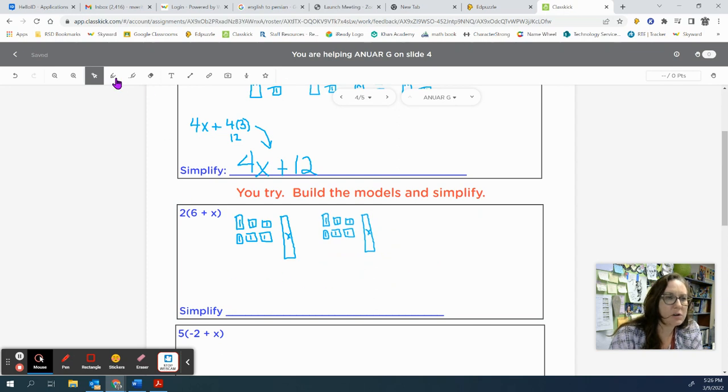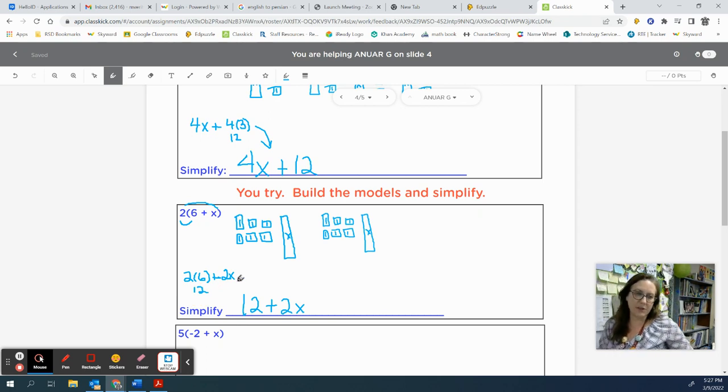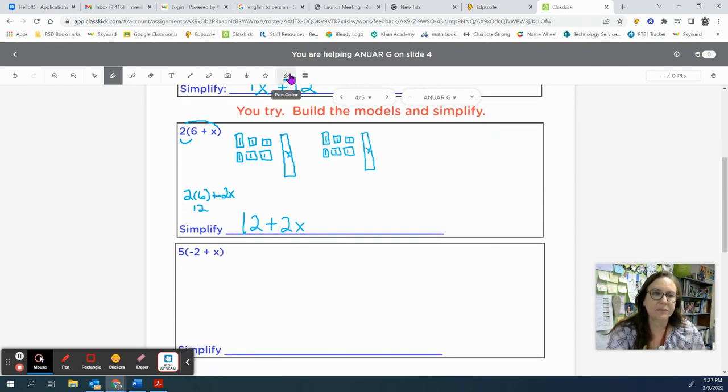Okay, so let's simplify. What do we have all together? Let's combine our like terms. Well, we have 1, 2, 3, 4, 5, 6, 7, 8, 9, 10, 11, 12 ones, and we have 2 x's. So 12 plus 2x. And again, if we had done it this way, we have 2 groups of 6 plus 2 x's, which makes it 2 groups of 6 is 12 plus the 2x. We don't know what x is, so we can't solve for that side. All right, go ahead and give this one a try. We got a negative this time.